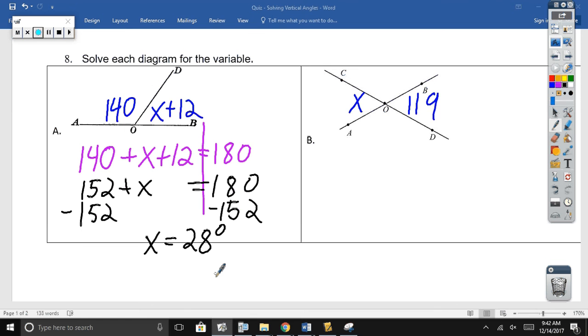Why must we subtract from both sides? Well, this is an equal sign, so therefore whatever I do to one side, I got to do the other. Think of a scale in science class.